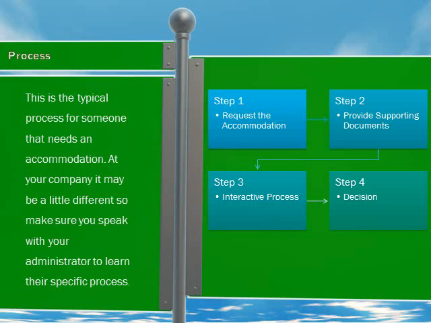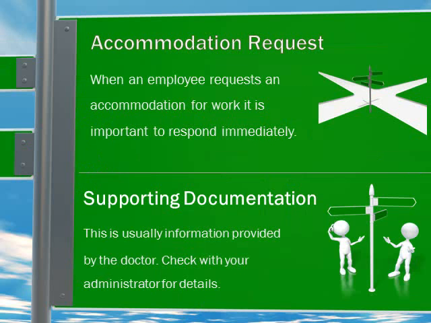Process. This is the typical process for someone that needs an accommodation. At your company, it may be a little different, so make sure that you speak with your administrator to learn their specific process. Step 1. Request the accommodation. Step 2. Provide supporting documents. Step 3. The interactive process. Step 4. The decision. Can we accommodate or not?